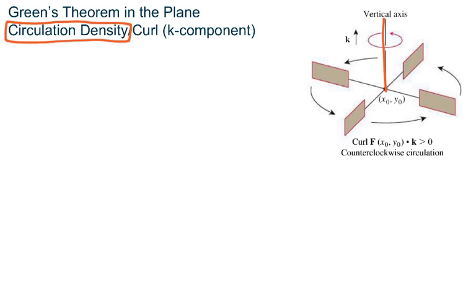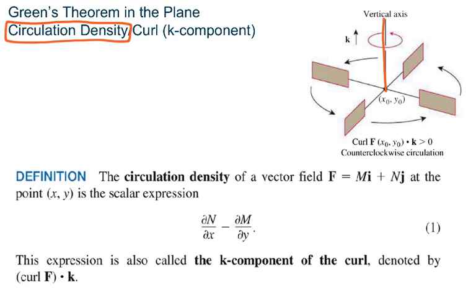So let me pull in our definition. Here, our definition for circulation density for some vector field at a point in the field is this scalar expression. We have partial N with respect to x minus partial M with respect to y. So again, this is the K component of the curl, or just the curl, and we note it as saying curl F dot K.